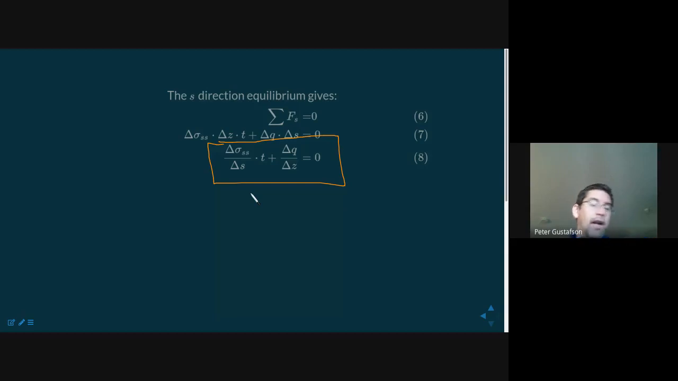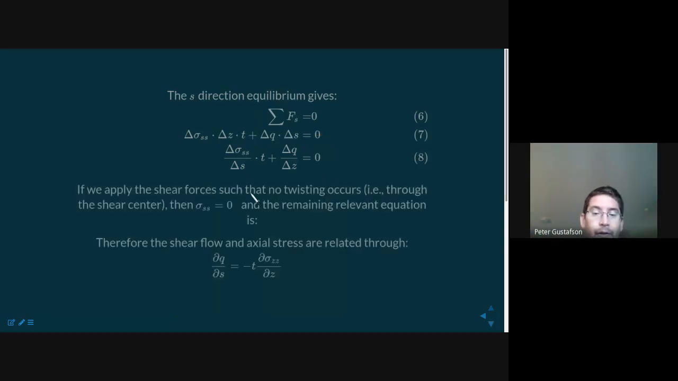So these are two equations now that we've written for a differential element, a small little cut of the thin-walled beam section. And what it does is it relates the shear stresses in the form of the shear flows to the normal stresses, and they manifest themselves as differential equations. In the limit as delta s goes to 0, we get by definition here a derivative: partial q partial s is going to be equal to minus t d sigma zz dz.